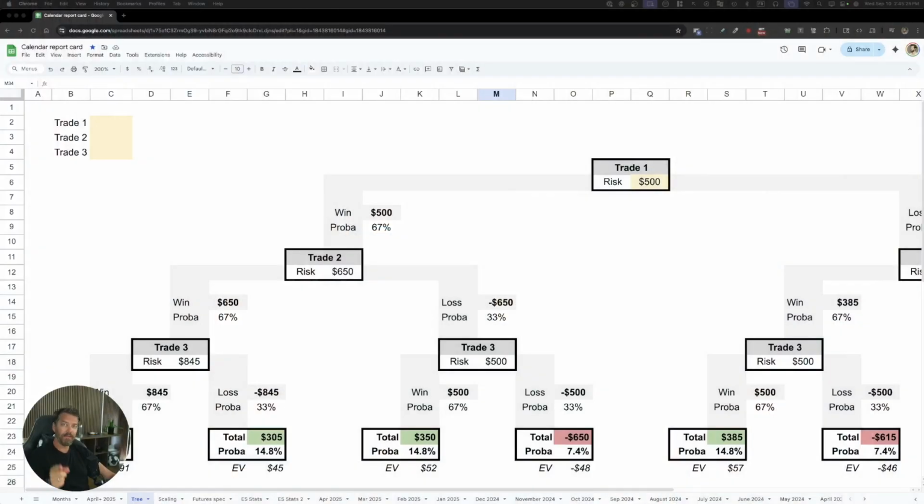If you are a profitable trader, but you have trouble scaling your profits, this tree right there will help you. So stay tuned.